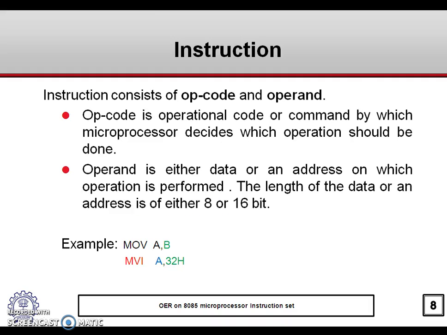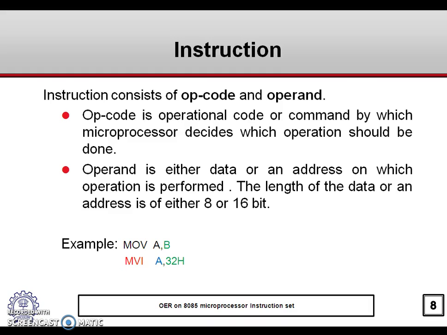An instruction consists of opcode and operand. Opcode is the operational code or command by which the microprocessor decides which operation should be done. Now, operand is either data or an address on which the operation decided by the opcode is performed. The length of the data or address is either 8 or 16 bits.